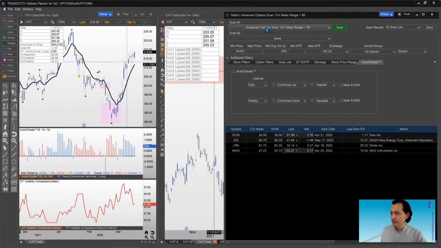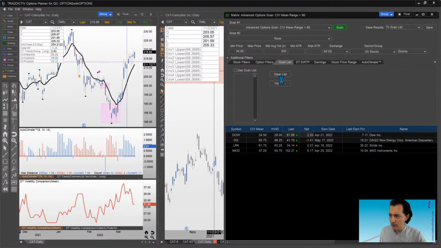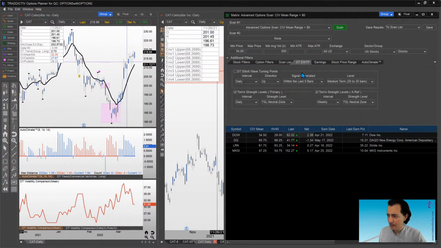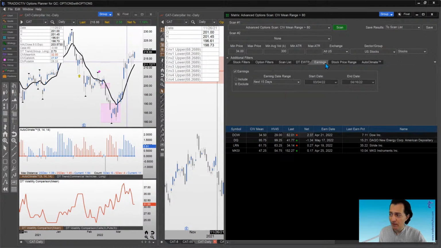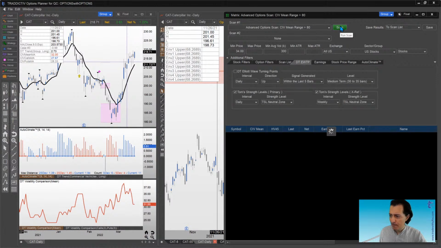So we are looking at implied volatility greater than 80. We are looking at high premium and non-directional opportunities, so nothing in the stock. Scan list, let's import the penny increment options, which, by the way, there are many valid opportunities without that list. Neutral zone on the daily, neutral zone on the weekly. This is how we find the non-directional trades. Exclude the next 15 days with earnings, and nothing with auto climate. So when doing all of this and we scan, let's see what we get.